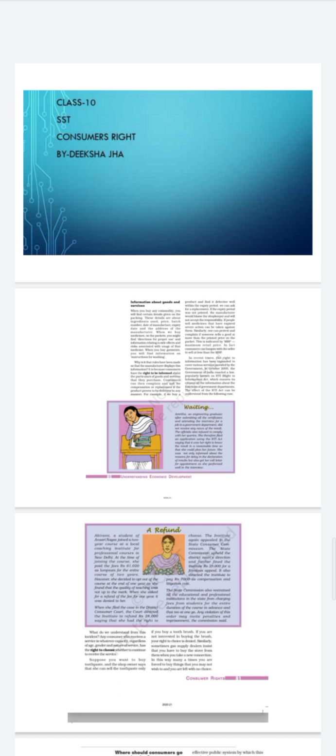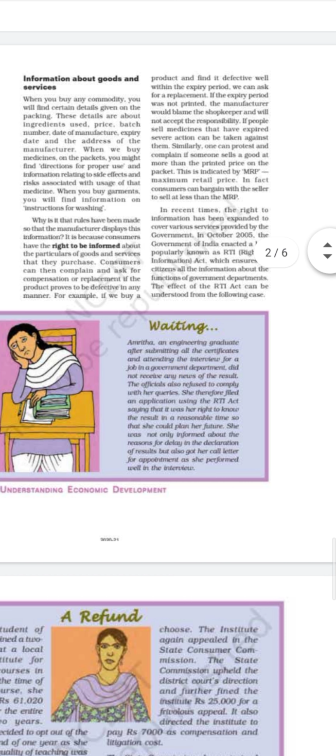Today we'll discuss consumers' rights. We had already discussed consumers' rights before, and now we'll proceed further. Starting with information about goods and services.